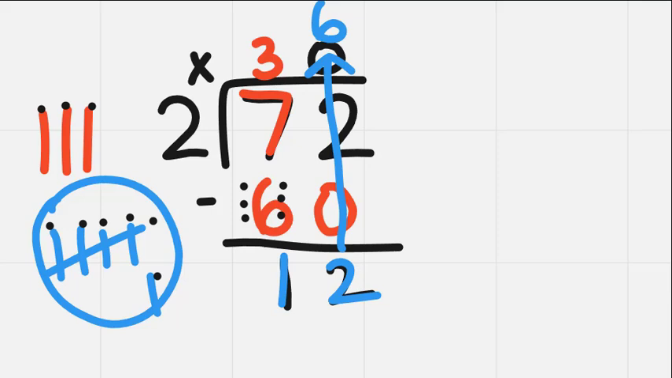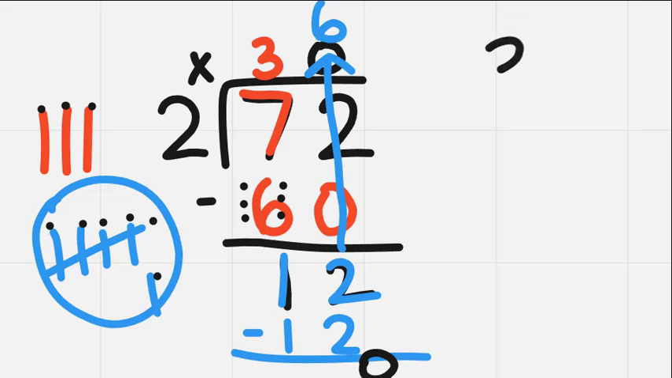Now we have to do 2 times 6. 2 times 6 equals 12. So now we can subtract that. 12 minus 12 equals 0. So now we're all finished. 36 is our answer. We can check this by doing 36 times 2.